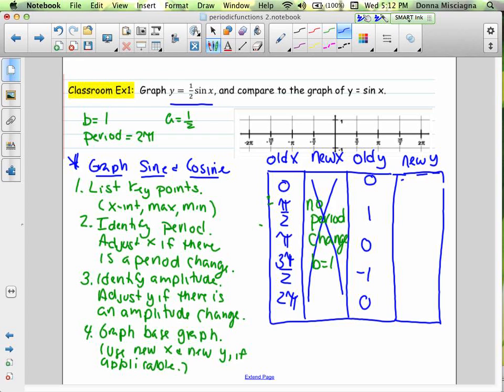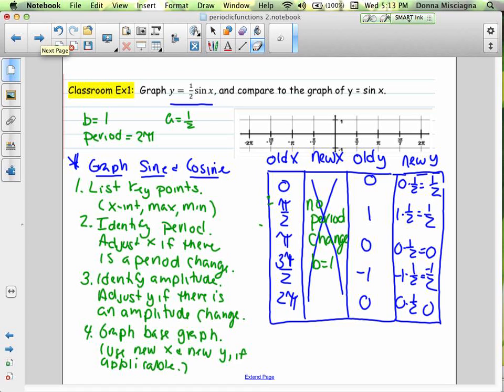So 0 times 1/2 will still be 0. 1 times 1/2 is 1/2. 0 times 1/2, you know. And -1 times 1/2 is -1/2. And 0 times 1/2 is 0. You don't have to write down 0 times 1/2. I'm fine if you just write down 0, 1/2, 0, -1/2, 0. Right, that's fine. All right, so now what we have to do is graph.